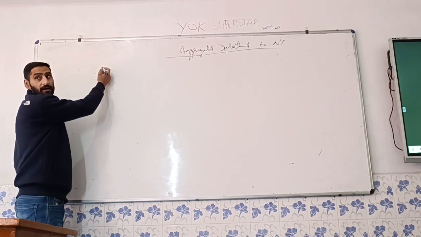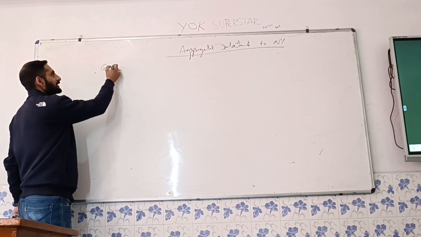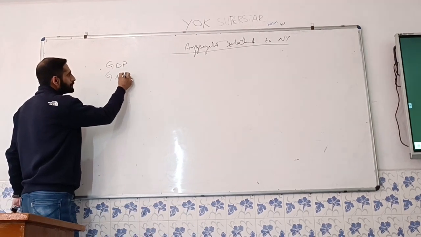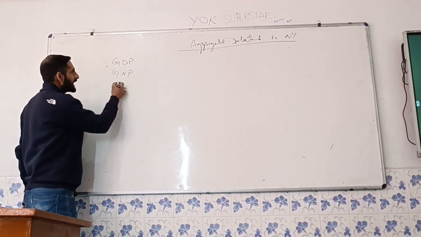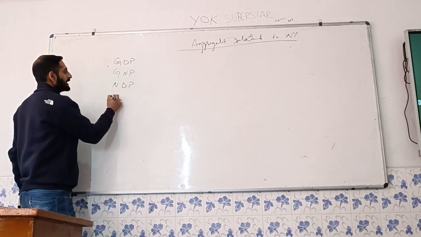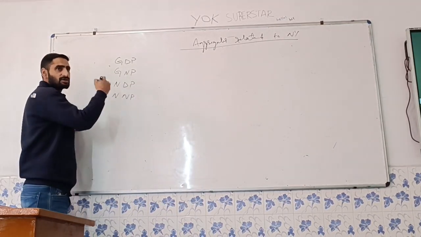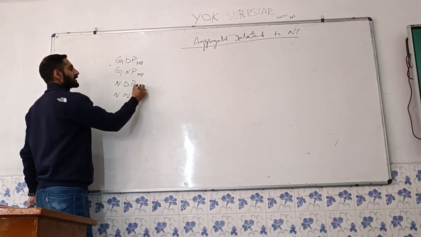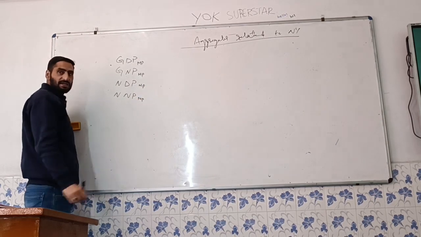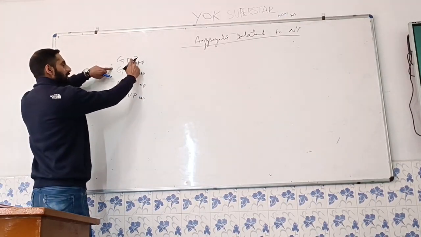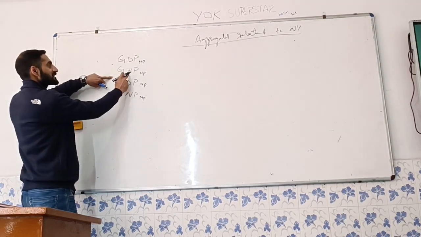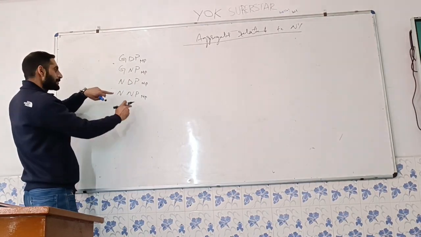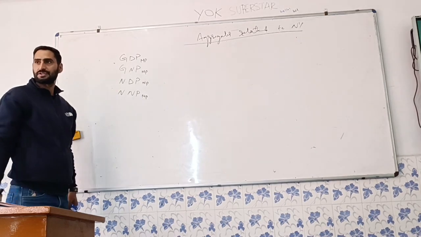First is, can anybody? Exactly. We start with GDP. Second one is GNP. Third one is NDP. Fourth one is NNP. These all 4 we will take at market price. So market price, market price, market price and market price. Gross domestic product at market price. Gross national product at market price. Net domestic product at market price and net national product at market price.